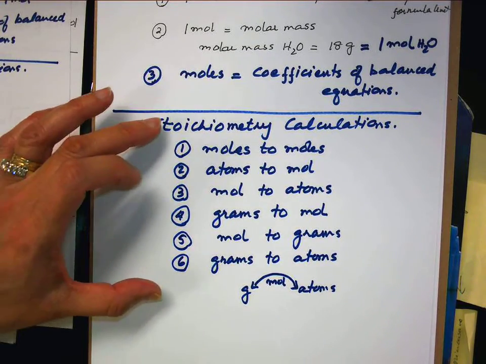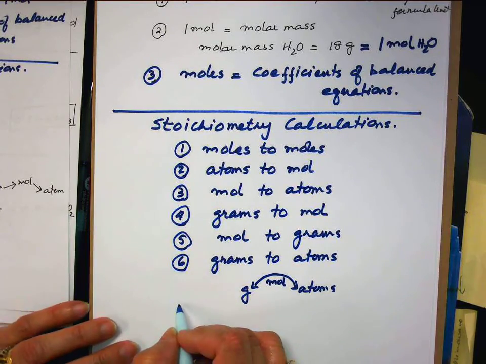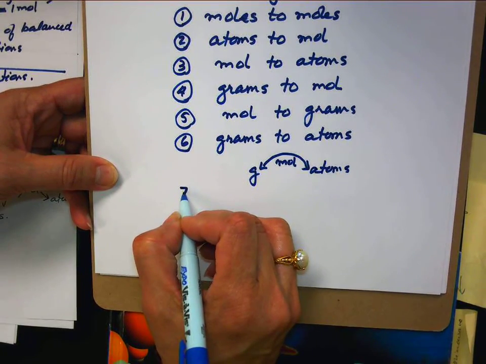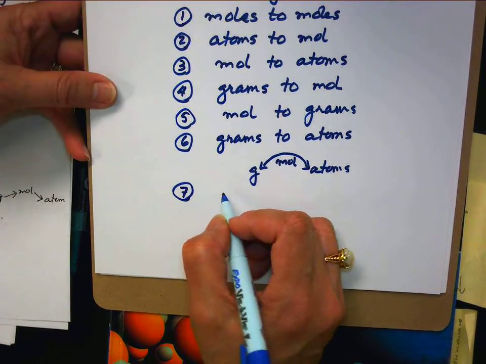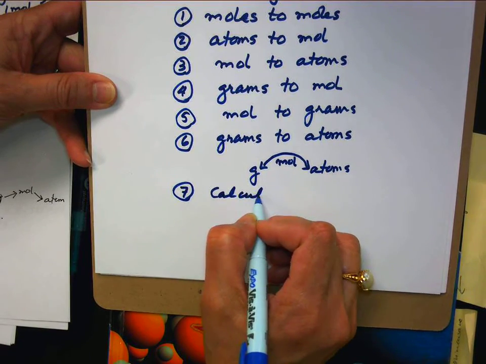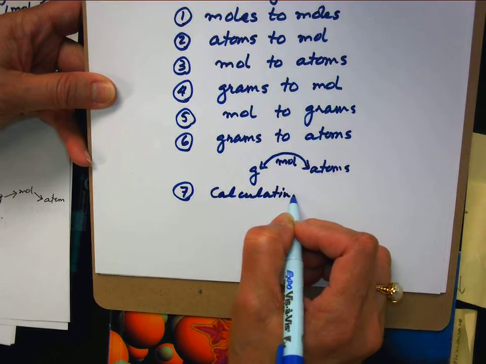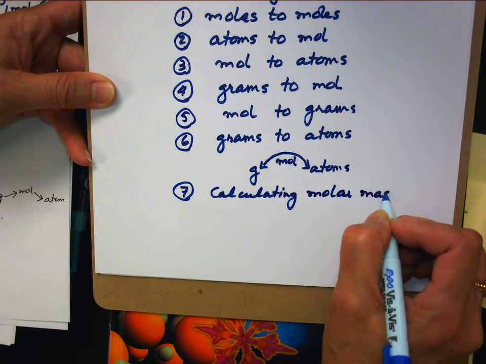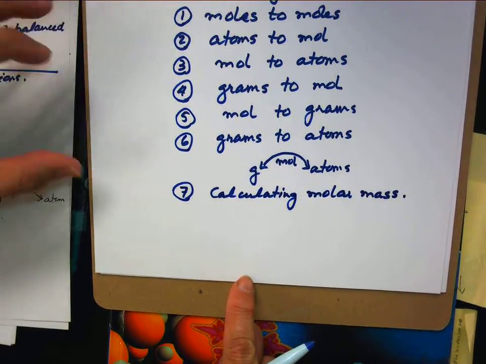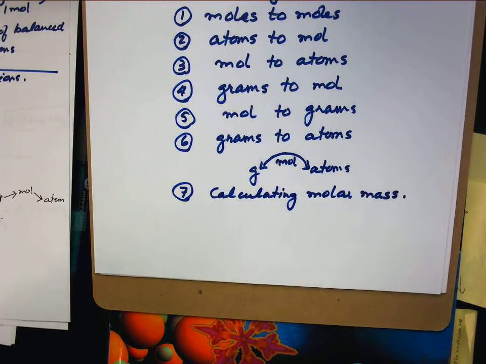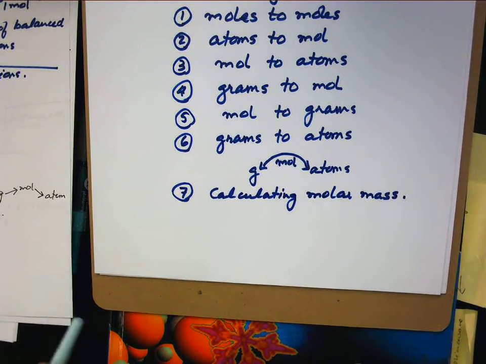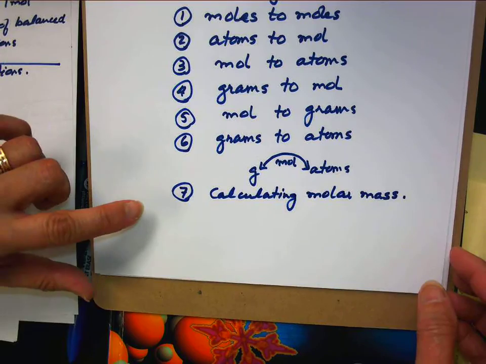All right, so 6, and the last one, hold it. The last one will be calculating the molar mass. Calculating molar mass. What is a molar mass? All right, so 7 different calculations. Got it? So let's start from number 7.